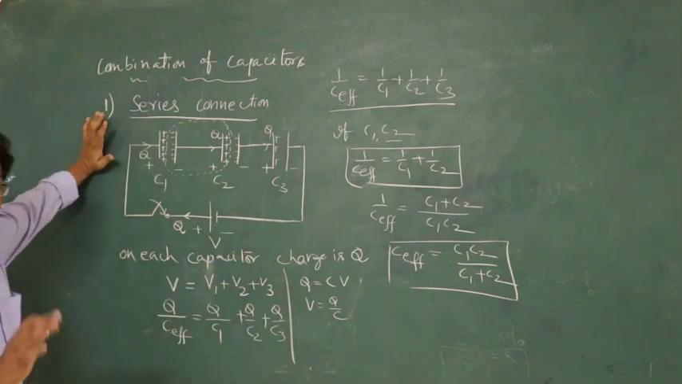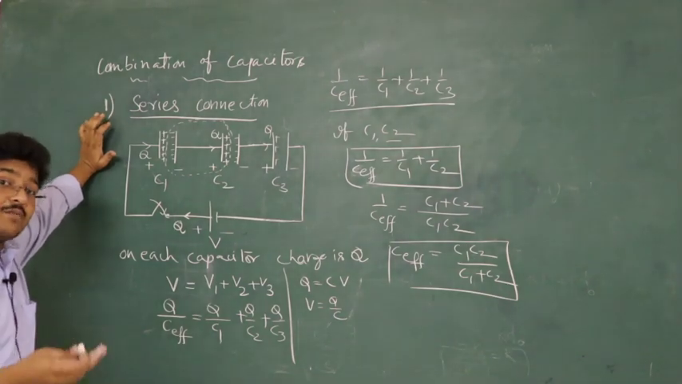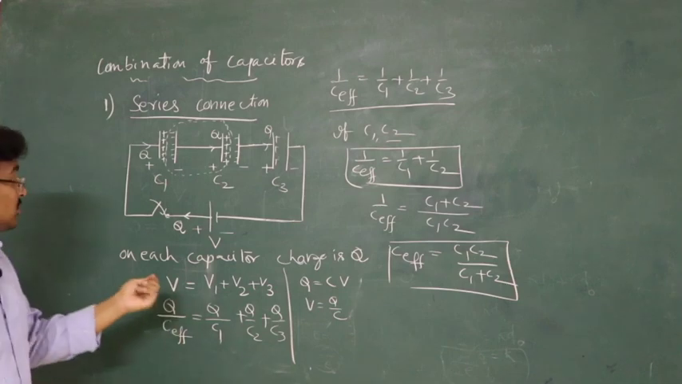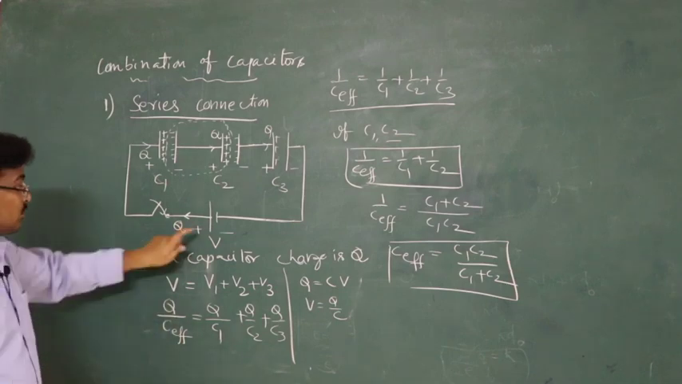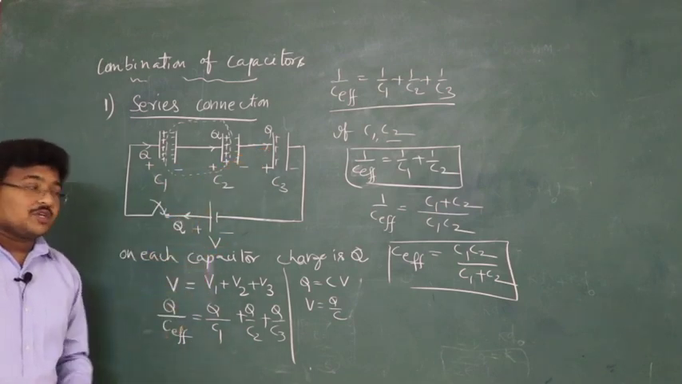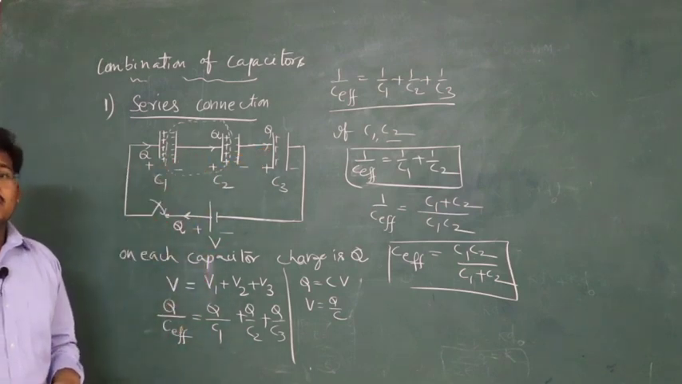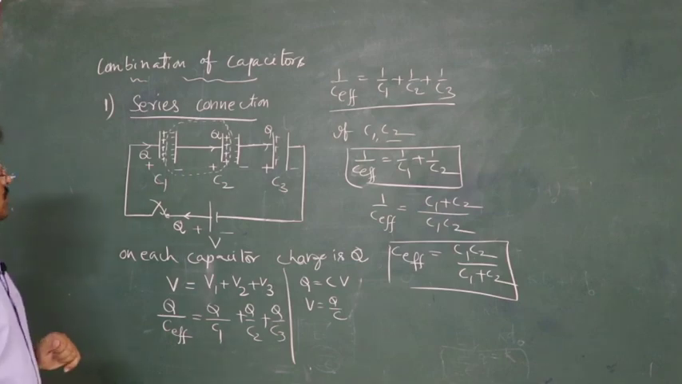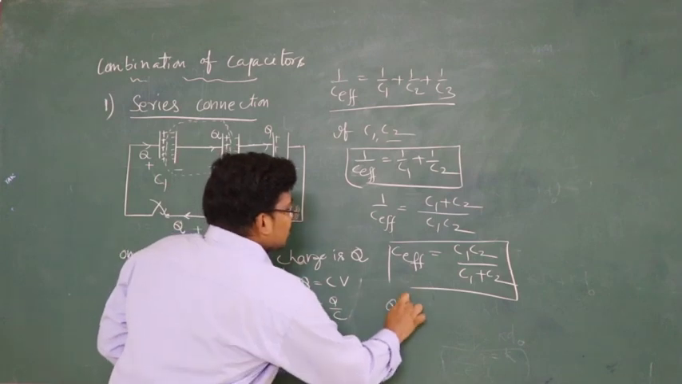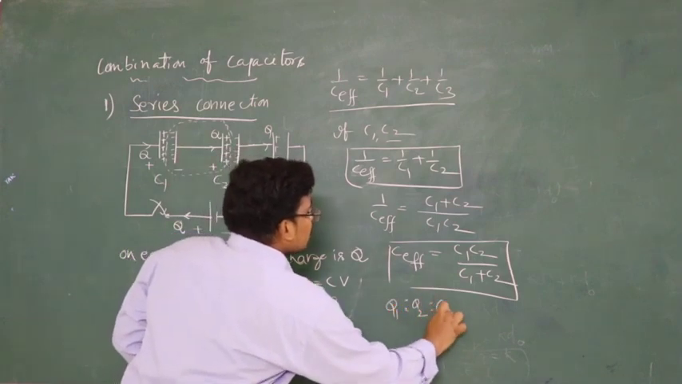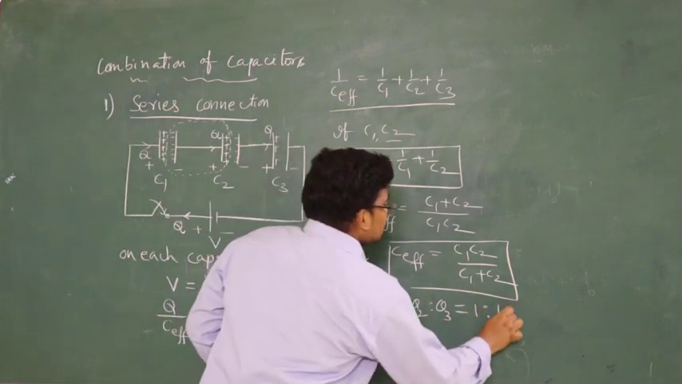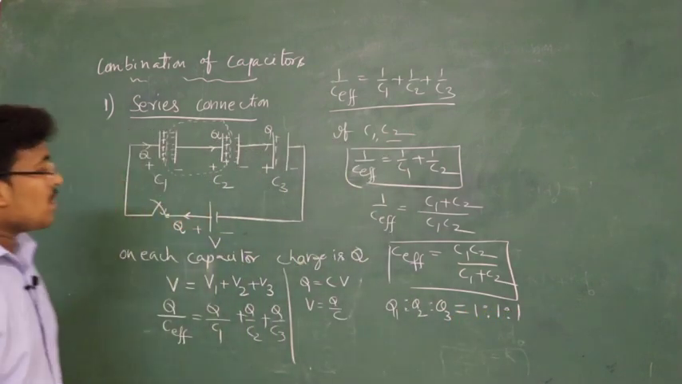So here in the series connection, what is the same? Charge on every capacitor is the same. What is different? What is sharing? The potential is sharing, the V1, V2, V3. So sharing is potentials and constant is charges, right? Now they might ask you, what is the ratio of the charges? Q1 is to Q2 is to Q3. Charges are the same, so that is 1 is to 1 is to 1.